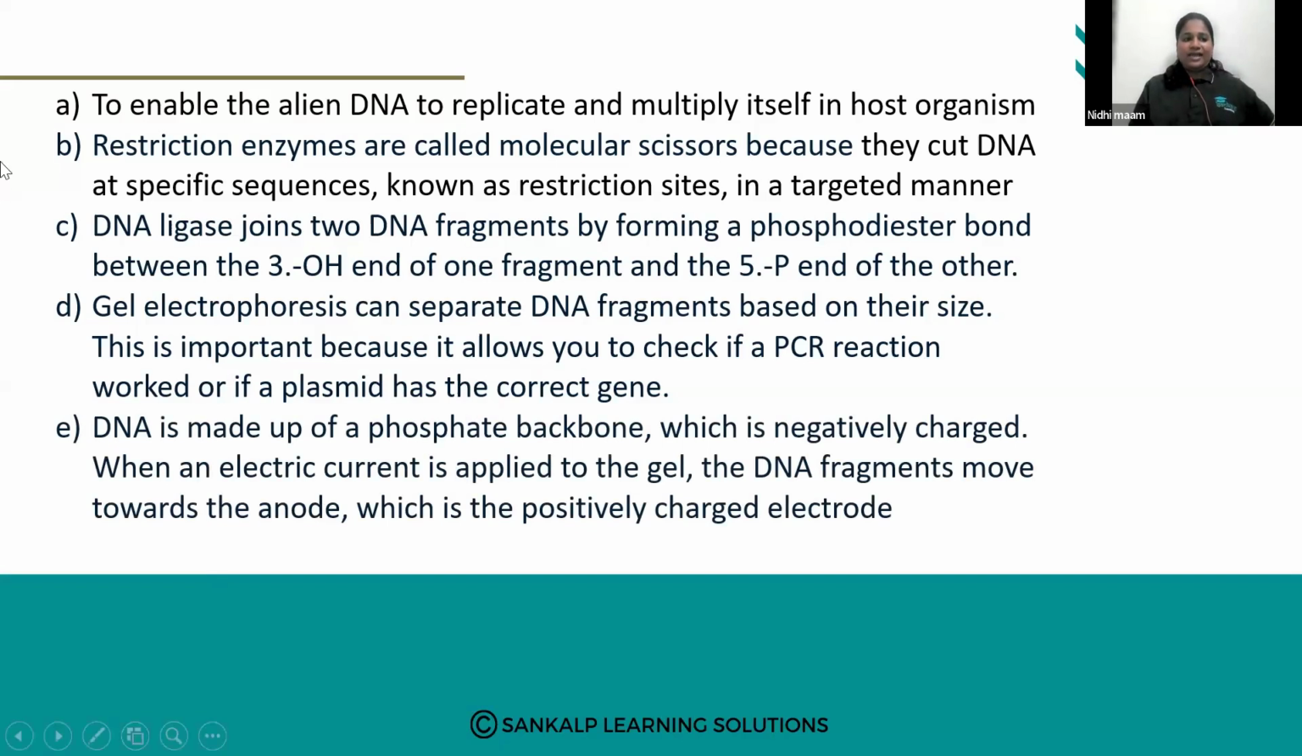So as we know, DNA is made up of what? Sugar and phosphate backbone. So if you write phosphate, it is PO4 3-. This is a negatively charged ion. So when we apply an electric current to the gel, obviously this negatively charged particle moves towards its opposite pole. Which is its opposite pole? It is nothing but the anode, which is the positive side, the positively charged electrode.